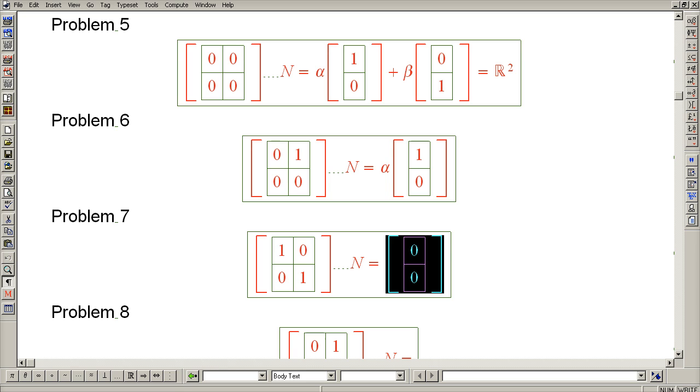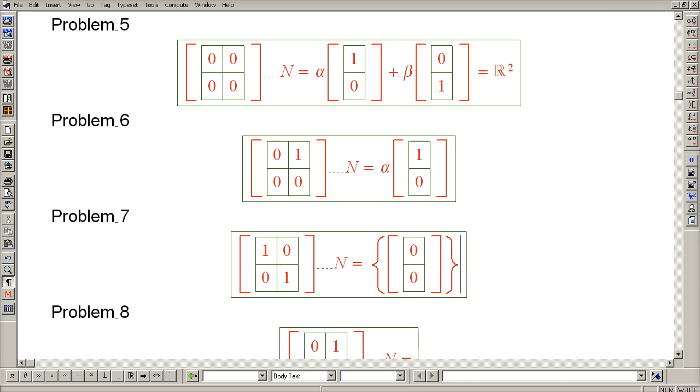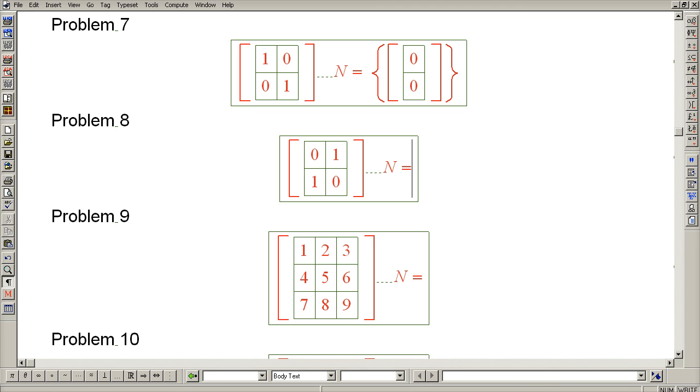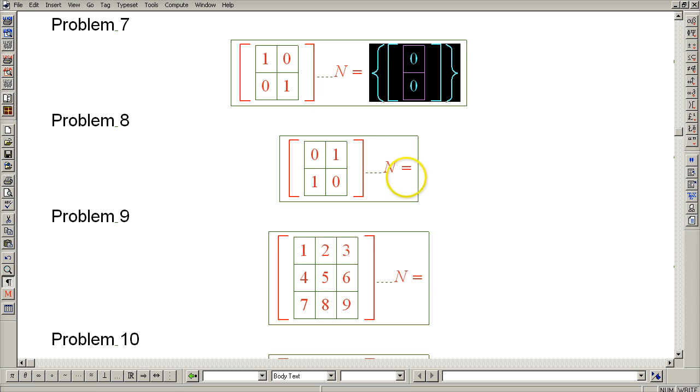So what it is in this case is that the null space is a set of vectors. It's just that it's a set consisting of a single vector, the zero vector. The columns in problem 8 are the same as in problem 7. It's just that they come in the opposite order, but they're nevertheless linearly independent, and the null space is once again the trivial null space.